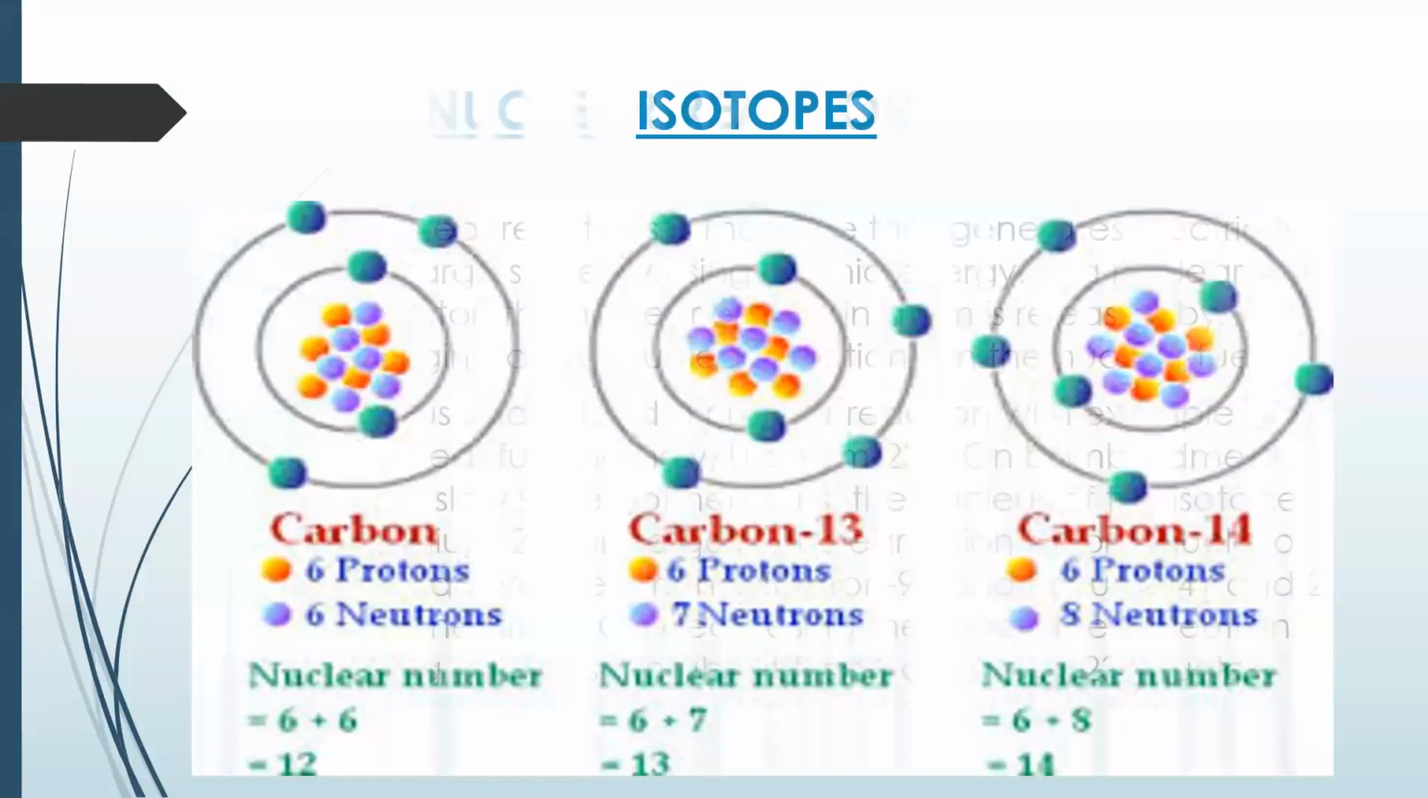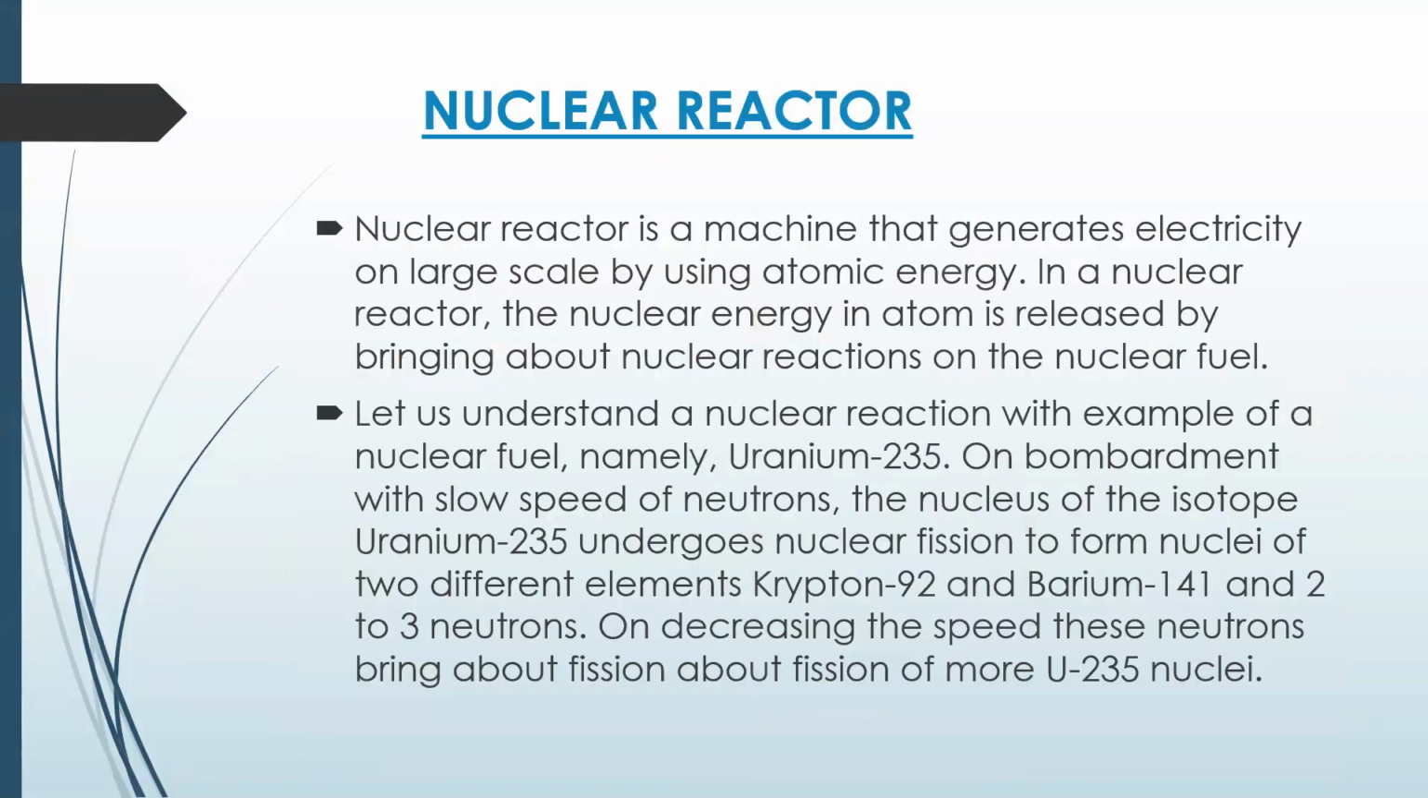Next topic is nuclear reactor. Nuclear reactor is a machine that generates electricity on a large scale by using atomic energy. In a nuclear reactor, the nuclear energy in the atom is released by bringing about nuclear reactions on the nuclear fuel. Let us understand a nuclear reaction with the example of a nuclear fuel, namely uranium-235. On bombardment with slow-speed neutrons, the nucleus of the isotope uranium-235 undergoes nuclear fission to form nuclei of 2 different elements, krypton-92 and barium-141, and 2 to 3 neutrons.